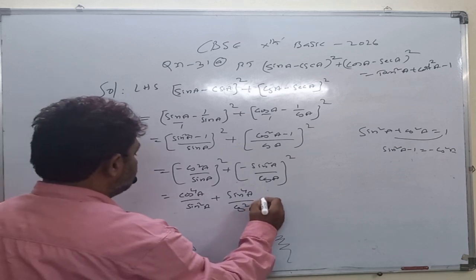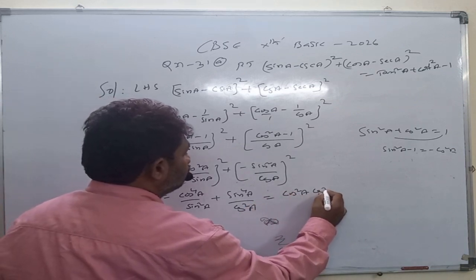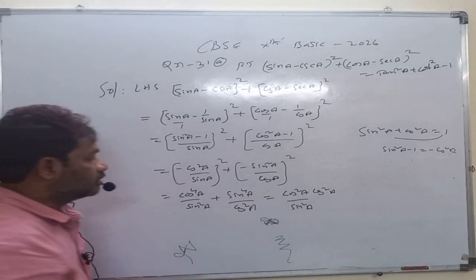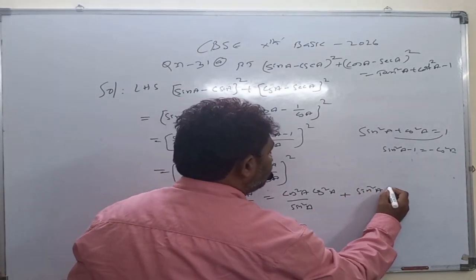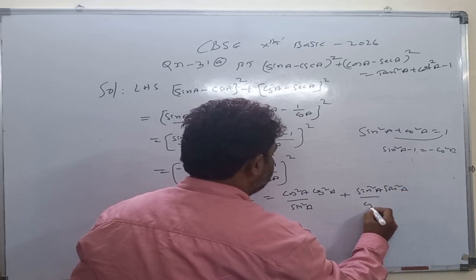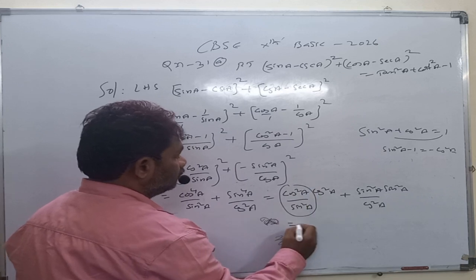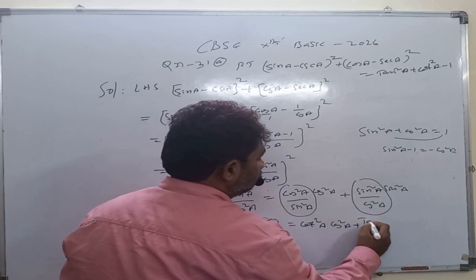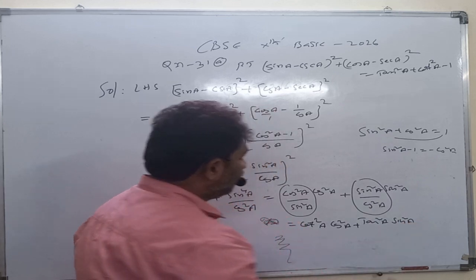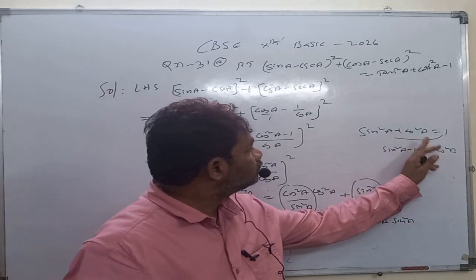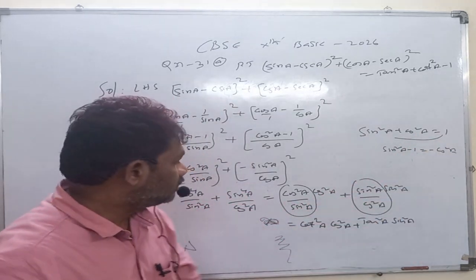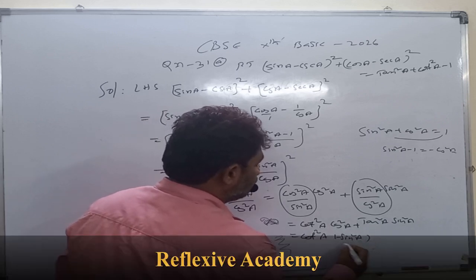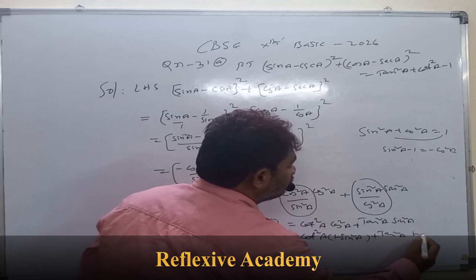Okay, so this is equal to cos square A into cos square A by sin square A. I am writing cos power 4 as cos square A into cos square A. Similarly, for sin, write sin square A into sin square A by cos square A. So this is equal to cot square A into cos square A plus tan square A into sin square A. Again we apply here cos square A is equal to 1 minus sin square A.